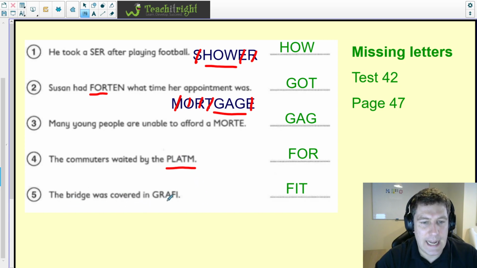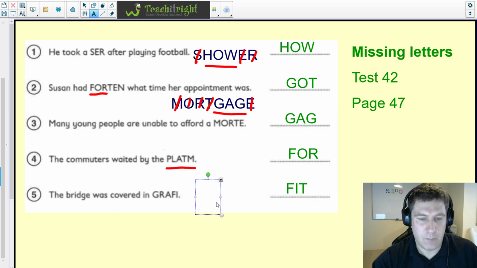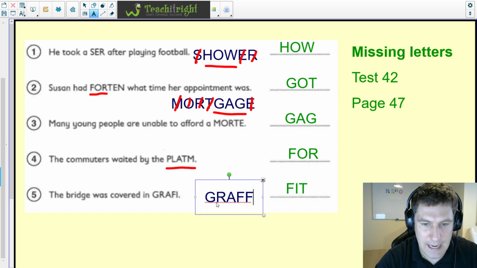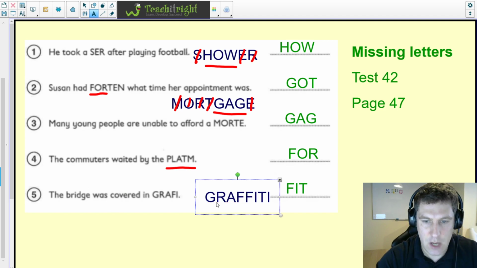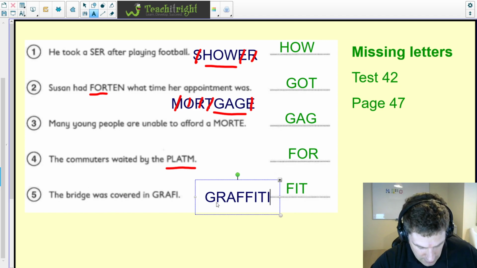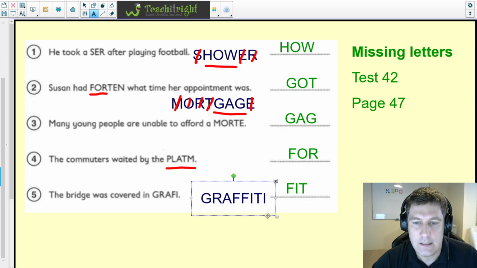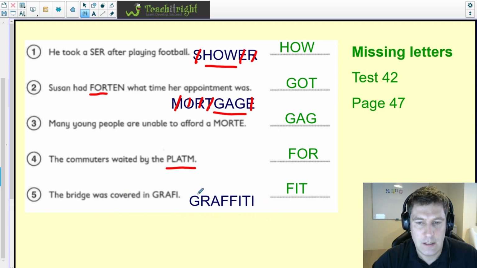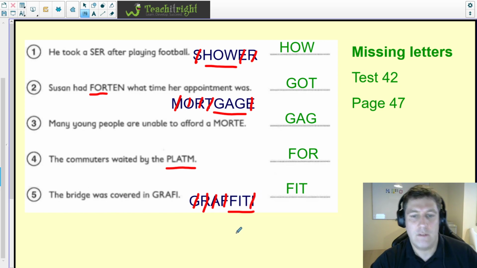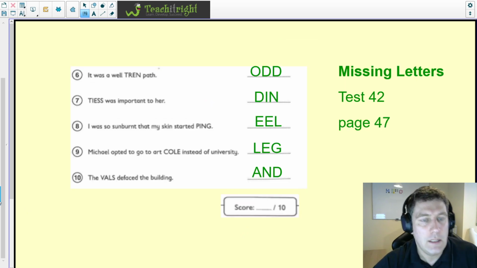The bridge was covered in, and the word we need here is graffiti. Now this isn't an easy word to spell, but again, if you can think about with graffiti, if you know that it contains two F's, that will certainly give you a clue. So again, if we cross out the letters that we were given, so I was given a G, I was given an R, I was given an A, I was given one F, and then I was given an I at the end, so 'fit'. Okay, let's have a look at the next ones. It was a well something path. This is a really quite difficult one, and we're looking for the word trodden.